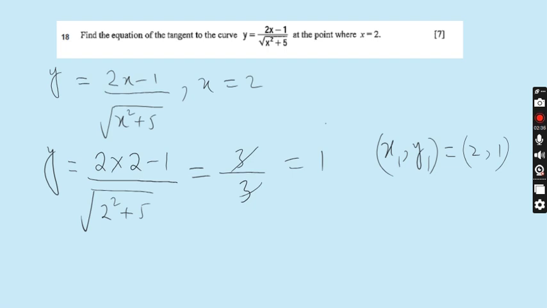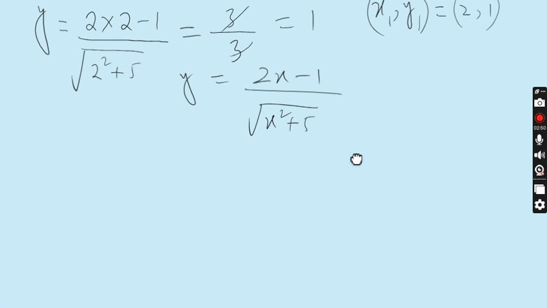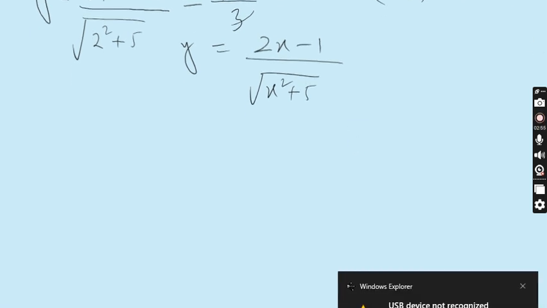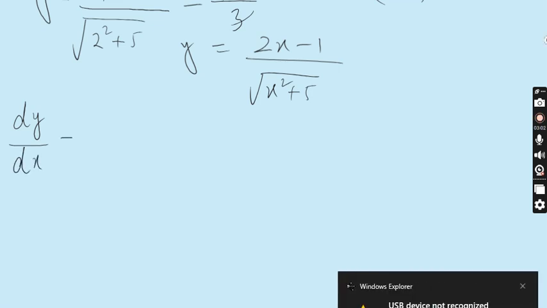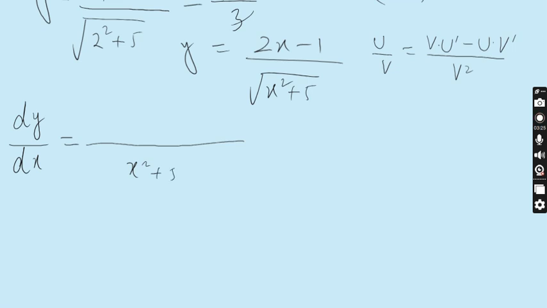Now we have to find the gradient of tangent. How to find the gradient of tangent? Find the derivative of the curve. The derivative of the curve represents the gradient of tangent. So dy by dx, as you can see, it's a rational function, so we have to use the u upon v formula. The u upon v formula is (v times u dash minus u times v dash) over v square. So v square is (square root of x square plus 5) square.